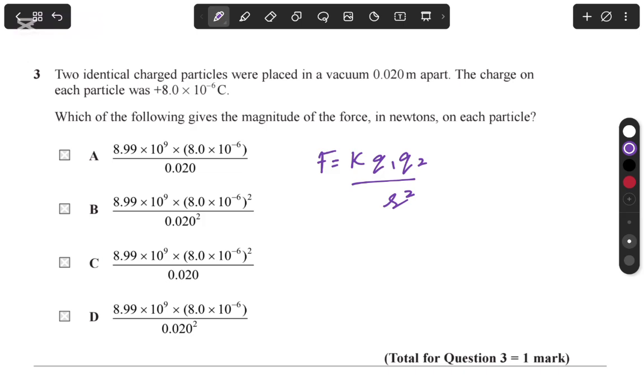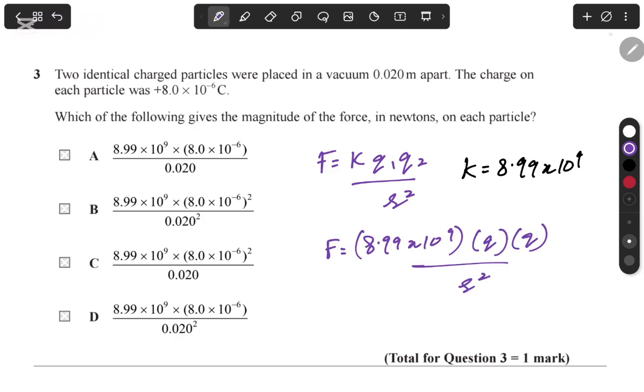We know the force, according to Coulomb's law, is equal to K Q1 Q2 over R squared, where the value of K is 8.99 times 10 to the raised power of 9. So I'm going to plug that in, and remember, both the charged particles have the same charge. So instead of saying Q1 and Q2, we can just say Q times Q. So that's going to give us Q squared over R squared. Okay. So we just have to see where the charge is being squared and the distance is also being squared, and that's going to be B.